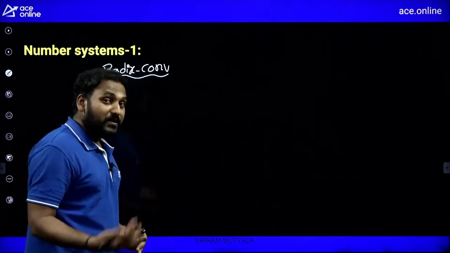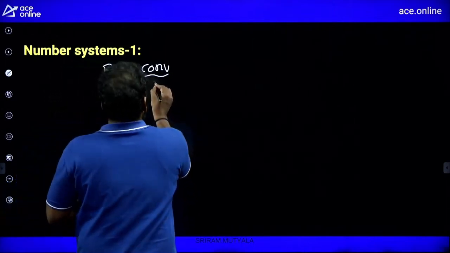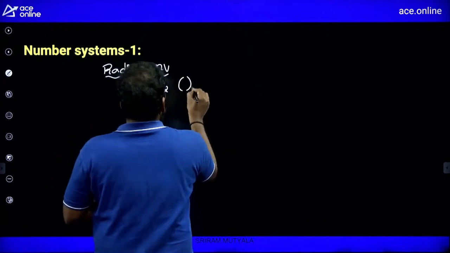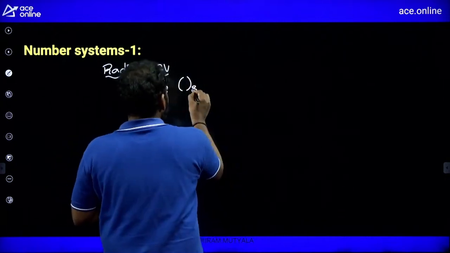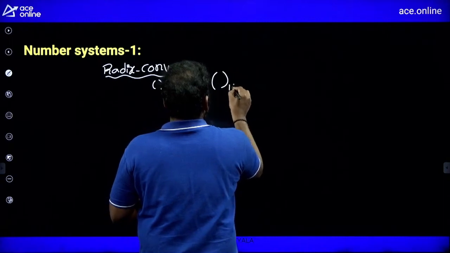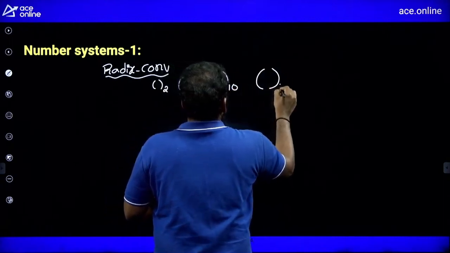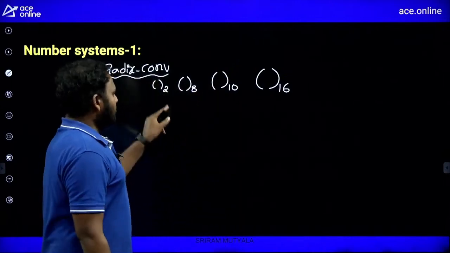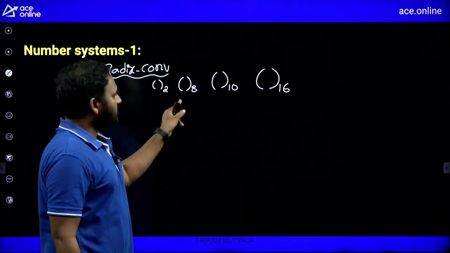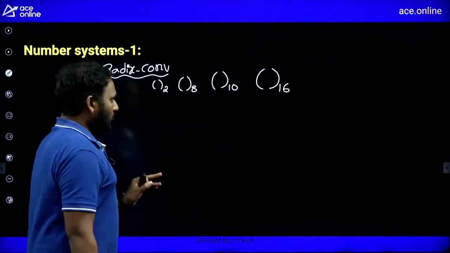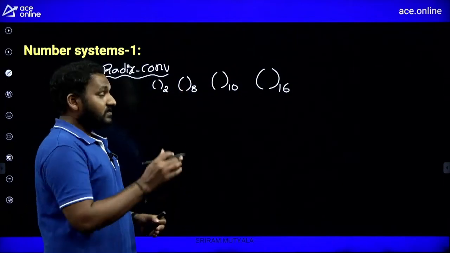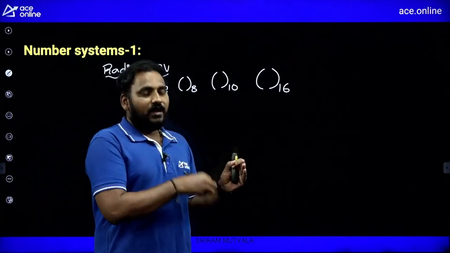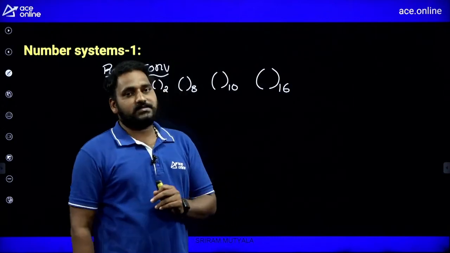How many types of number systems have we studied? Binary number system, base 2; octal number system, base 8; decimal number system, base 10; and hexadecimal number system. Binary, octal, decimal and hexa. You should know the conversion of every number system into the others. So please try to categorize whatever important conversions we have here. I will try to focus on that particular number system.